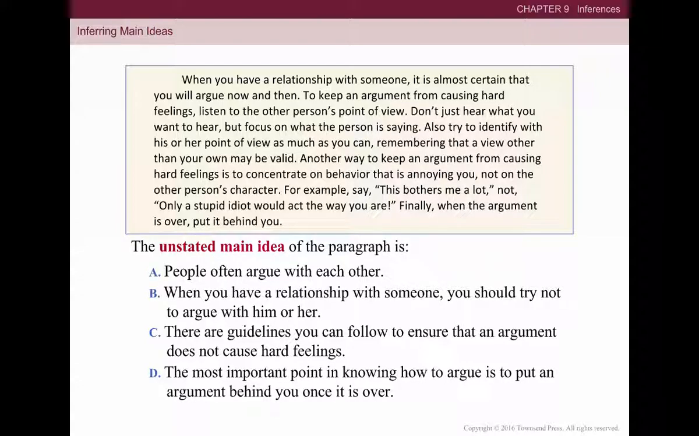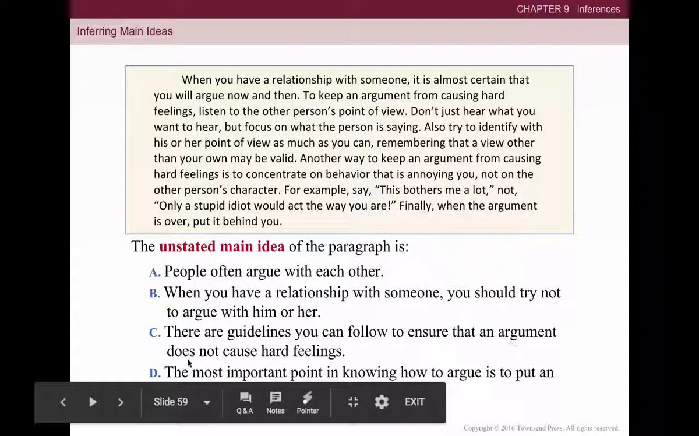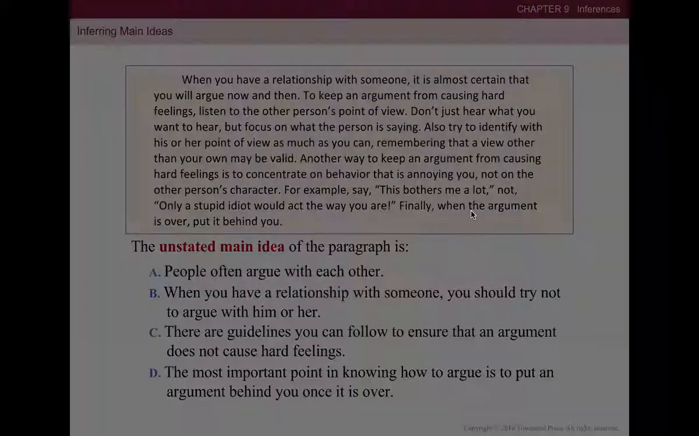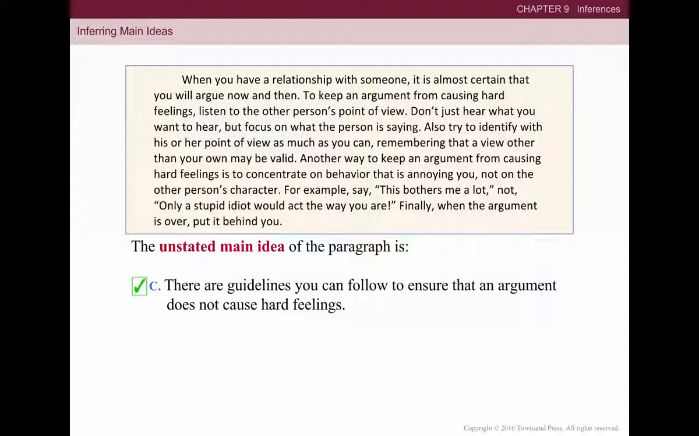Okay, how about C? There are guidelines you can follow to ensure that an argument does not cause hard feelings. Yes? Okay, what are those guidelines? It says right there. To keep an argument from causing hard feelings, listen to the other person's point of view. Another way to keep an argument from causing hard feelings is to concentrate on behavior that is annoying you, not on the person's character. Right? And finally, when it's over, put it behind you. So we have the 3 guidelines. D, the most important point in knowing how to argue is to put an argument behind you once it is over. No, that's just one of the points.